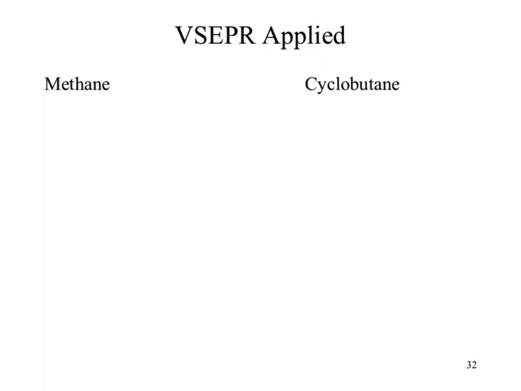Valence shell electron pair repulsion theory applied. If we were to go through and draw out structures, if we drew out the Lewis structure for methane, we get this. If I now want to apply VSEPR to this, I want to better represent the bond angles in that structure.